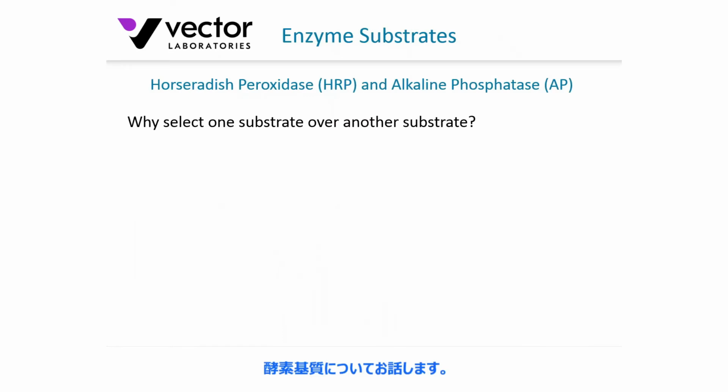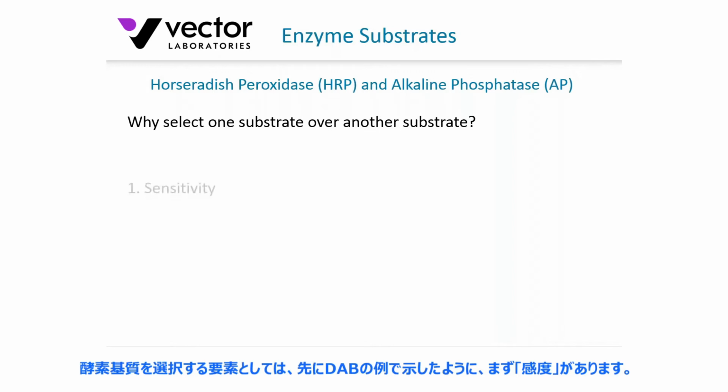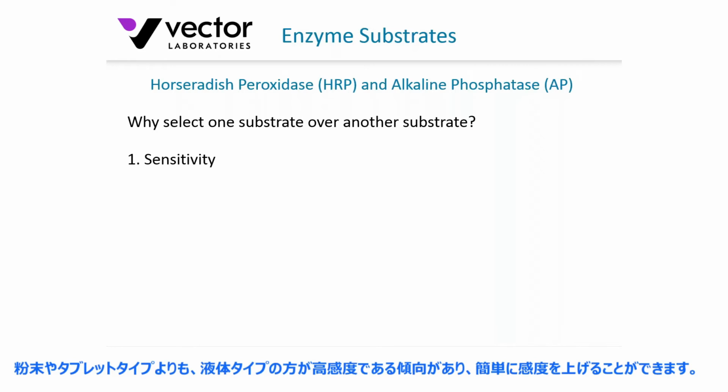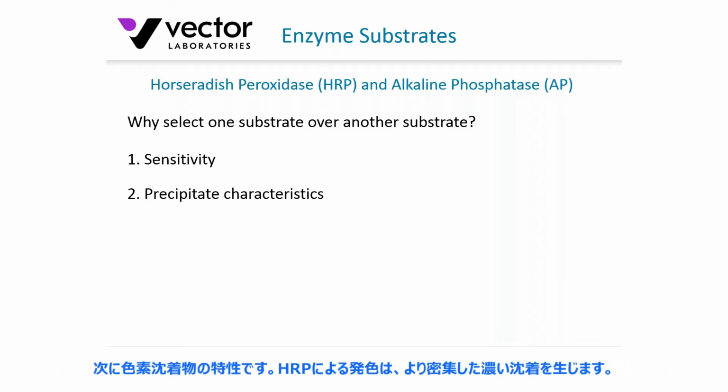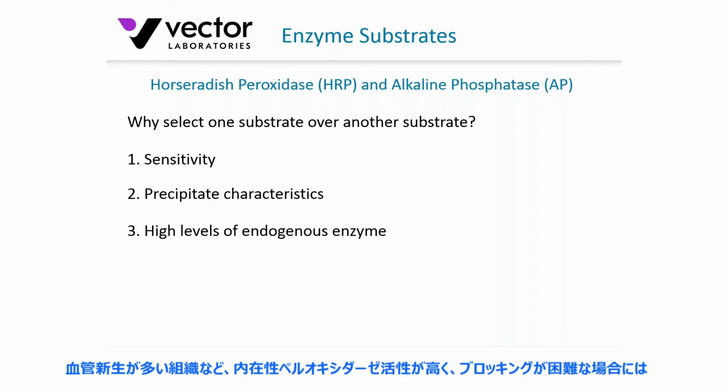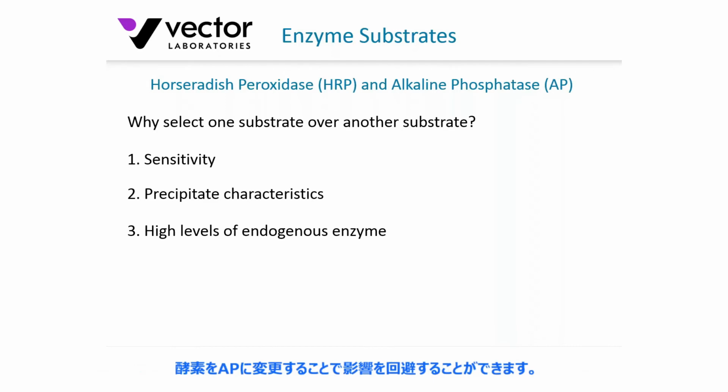Okay, quick word about enzyme substrates. Why would I want to select one over the other? Well, as we showed earlier on with the DAB, sensitivity, and certainly moving from possibly a powder or a tablet format to a liquid format would potentially generate a greater degree of sensitivity and be an easy increase for you in terms of sensitivity from your 1+ to your 3+ or something like that. Have a look at the precipitate characteristics. The peroxidase giving more of a discrete, heavier deposition, whereas the alkaline phosphatase more of a diffuse, more of a translucent to a transparent look to them, which may be advantageous if some of the underlying morphology and architecture is very important. Maybe you're trying to avoid high levels of endogenous enzyme activity. You're struggling with blocking a lot of peroxidase for whatever reason, a highly vascularized prep. You know, you can simply sidestep that and go with an alkaline phosphatase system.